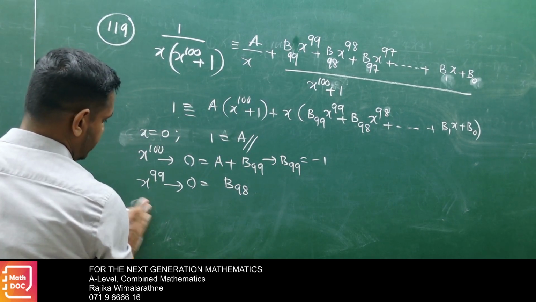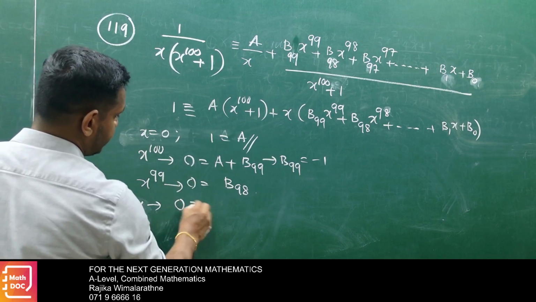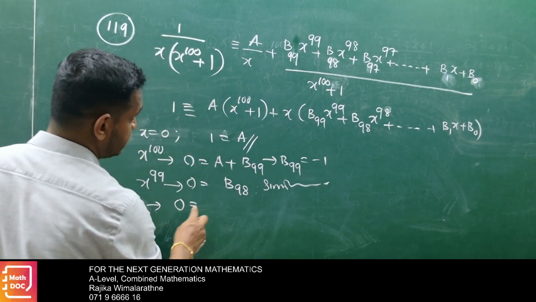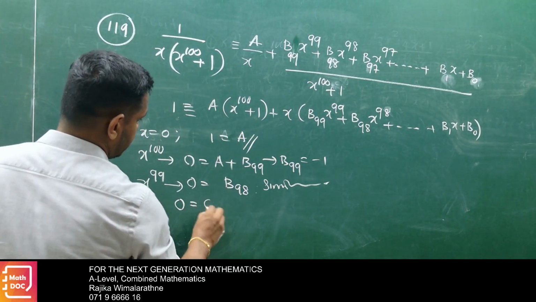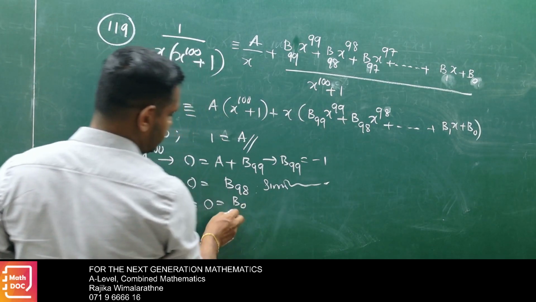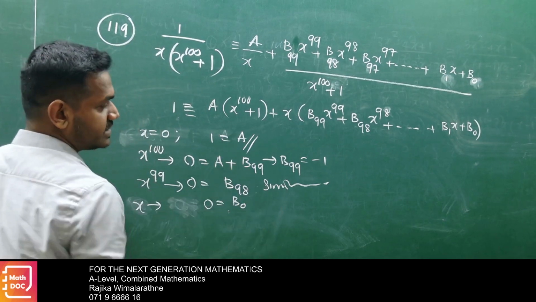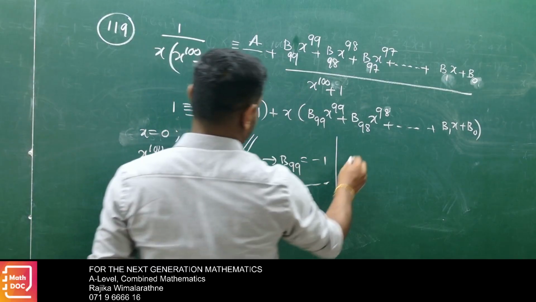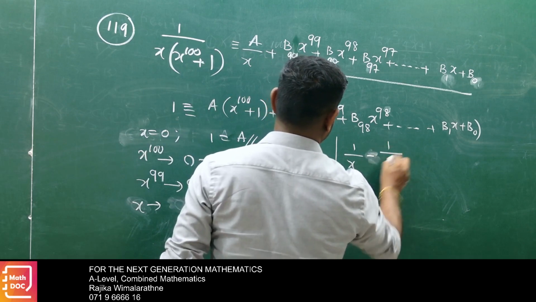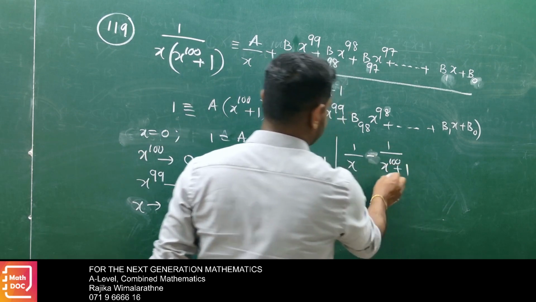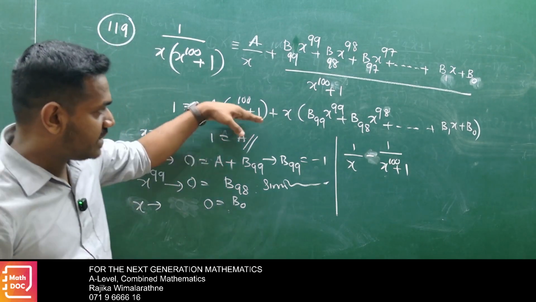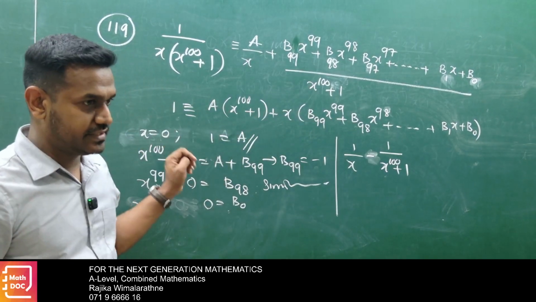For the constant term, before x, the coefficient is 0, and similarly the others are 0, okay? The x coefficient is 0, so b0 is also 0, and all the other coefficients are 0. Then finally the partial fraction is 1 over x minus 1 over x to the power 100 plus 1. Here is the partial fraction. All the other coefficients are 0, then thereafter you have to equate coefficients. Complete.